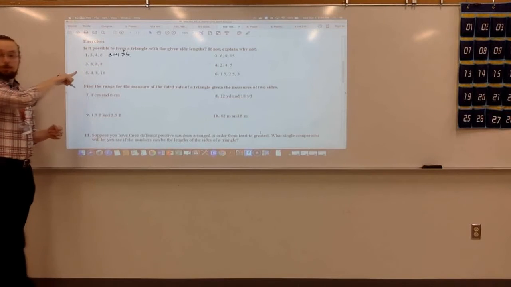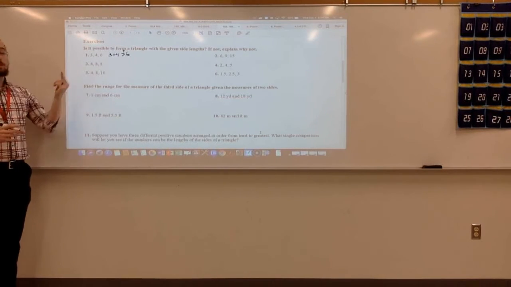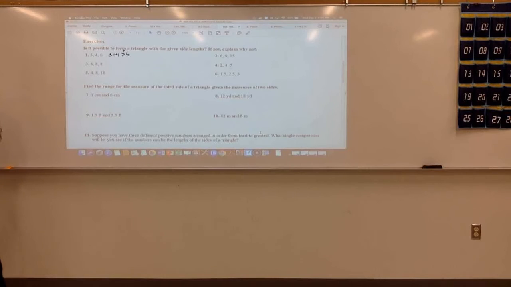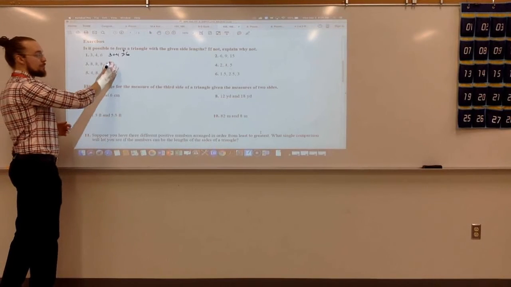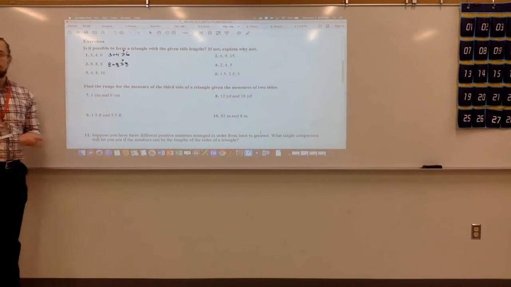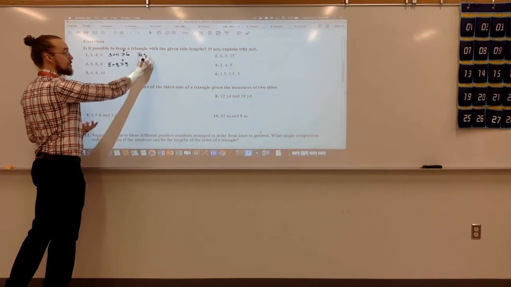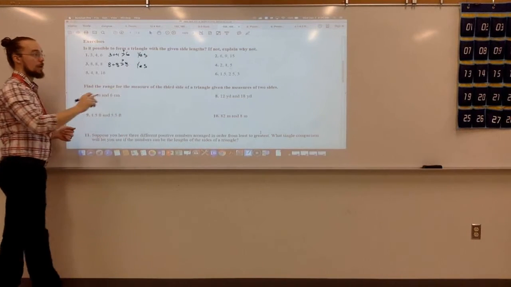So for number 3, if all 3 sides are equal, that would be an equilateral triangle. So yes. Using this logic, we're saying, is 8 plus 8 greater than 8? Well, yes, obviously it is. So for both 1 and 3, yes, these can form a triangle.